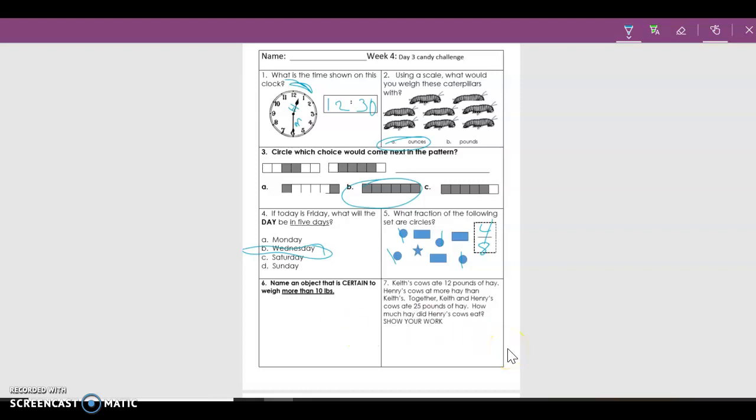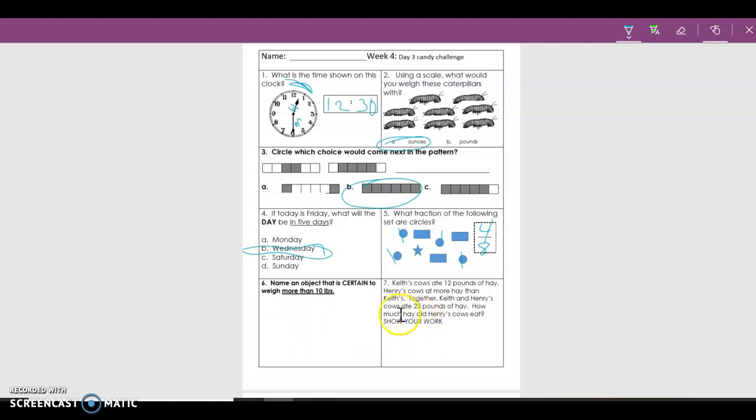And number 7, Keith's cows ate 12 pounds of hay. Henry's cows ate 8 more hay than Keith's, I apologize. Together, Keith and Henry's cows ate 25 pounds of hay. How much hay did Henry's cows eat? Show your work. So this is a tricky one because it's not set up to normally figure it out. So we like to say, think of it as a story. We use the words start, change, and result.